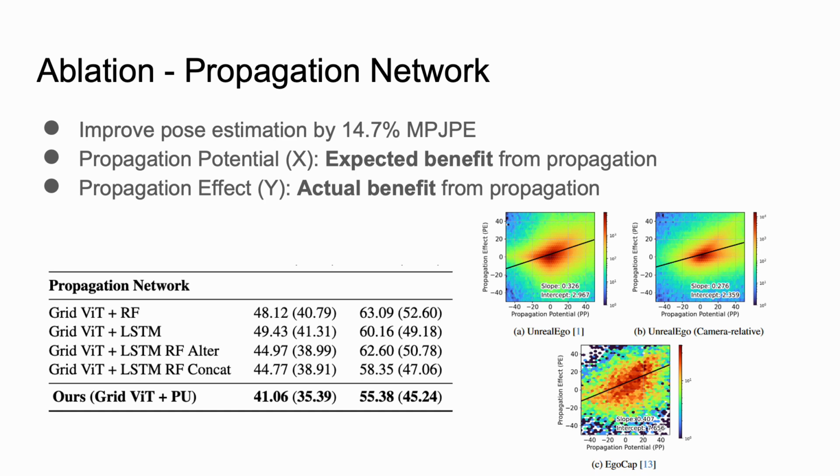We further analyzed if the network actually takes advantage of parent joints feature to improve child joint pose estimation. We used propagation potential and propagation effect, approximating the expected and observed benefit from the feature propagation. The expected and actual benefits from propagation have positive correlation. It is especially evident on the camera-relative pose estimation on the unreliable dataset, where the camera setup is similar to the HMD device-mounted setup. From the project website, you can access our released code and paper for details.